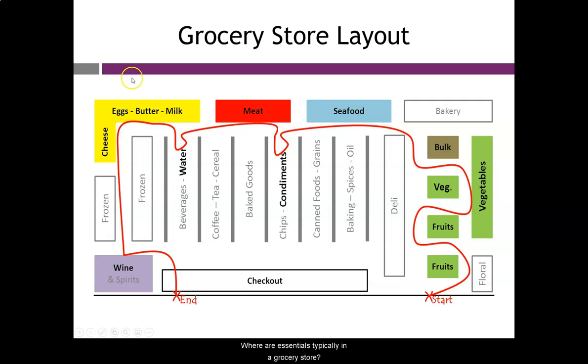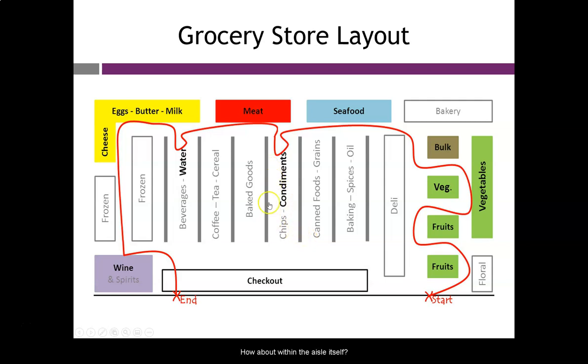Where are essentials typically in a grocery store? Cheese, eggs, butter, milk, OJ. Typically in the back. Why is that? Because the stores want to bring you through, for the people that are just going to pick those things up, to walk through the rest of the store, ideally to buy other things. End caps, right? People typically associate products on the end caps with value. So you have to pay more to have your products there. Stores know that and they'll charge more for end caps.